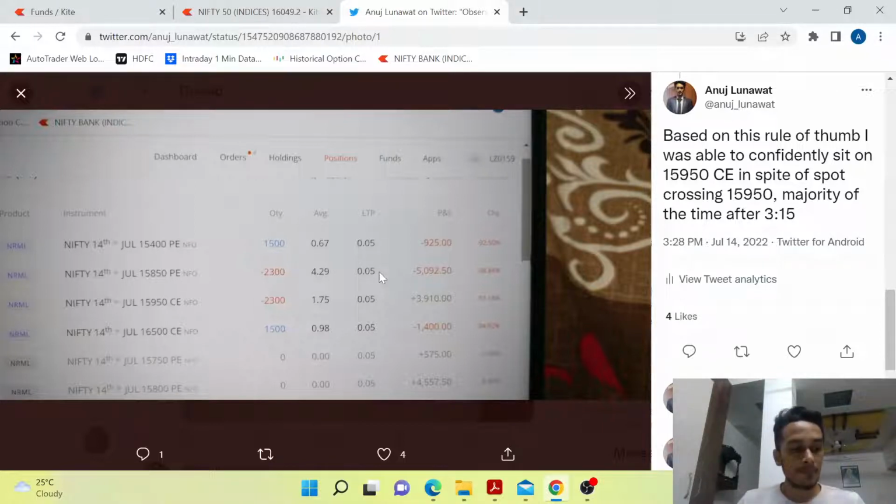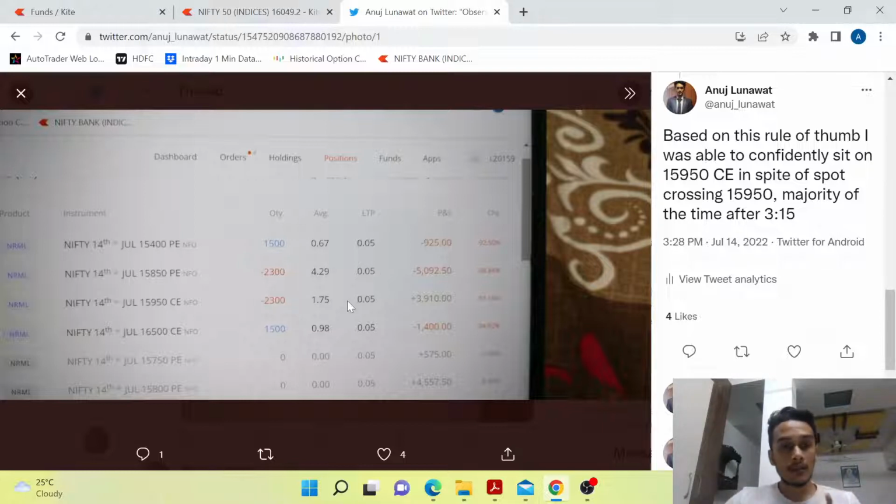If you had observed the 15,950 put at that point in time, when the index was going above 50, the put never dipped below 9 rupees. The very reason it did not dip below 9 rupees told us that the weighted average the index was expecting was 15,940. So if 15,940 is the expected expiry, I am nowhere in trouble.